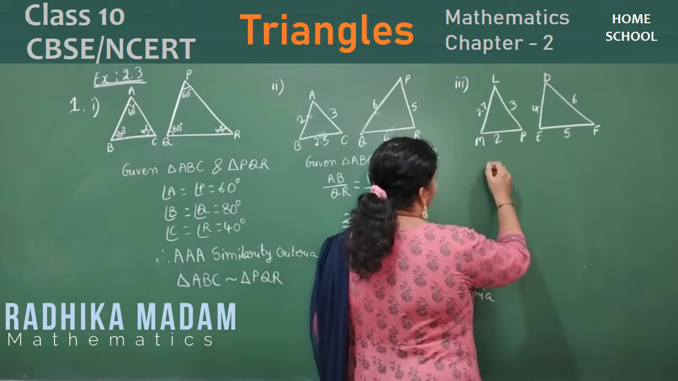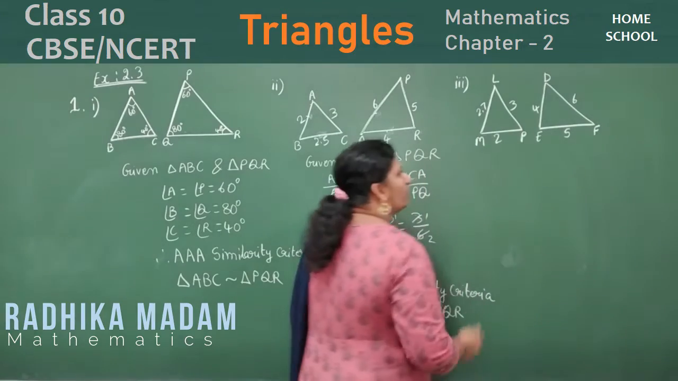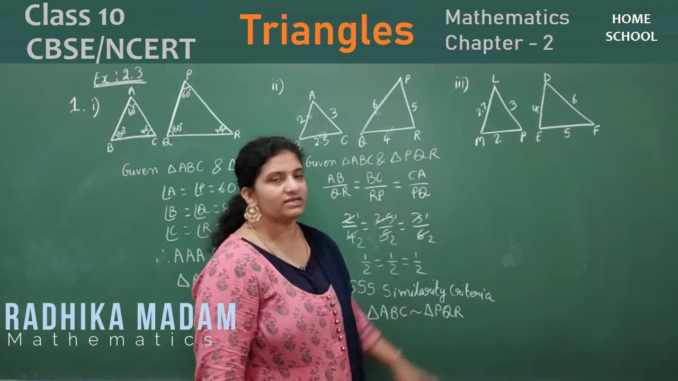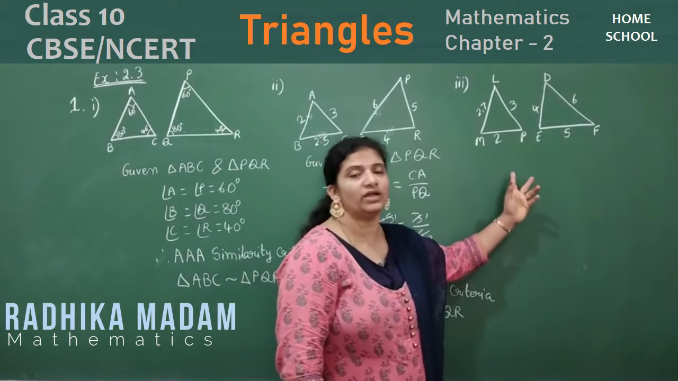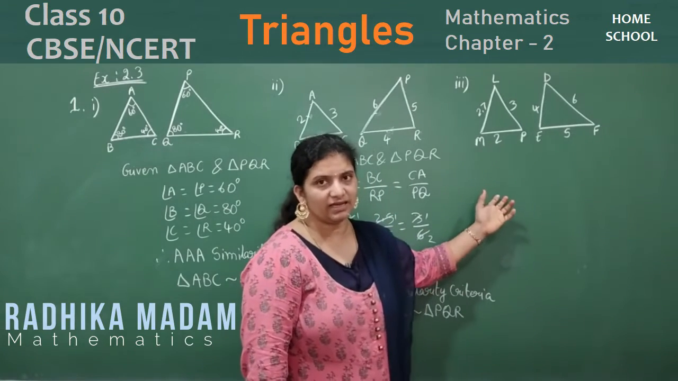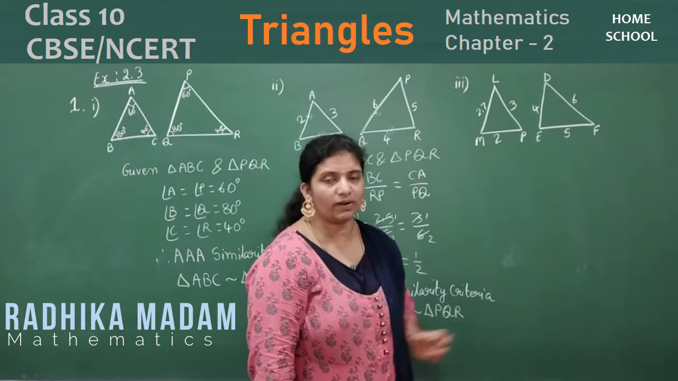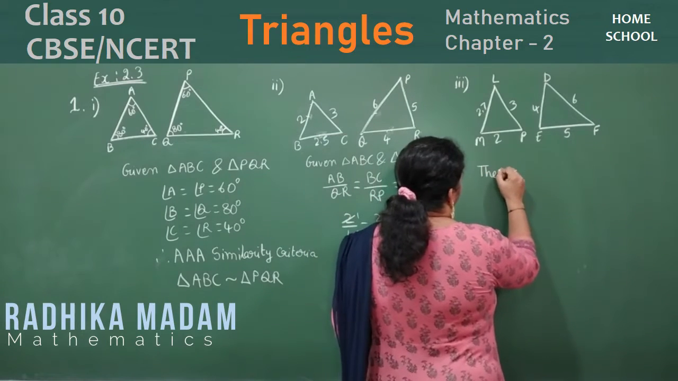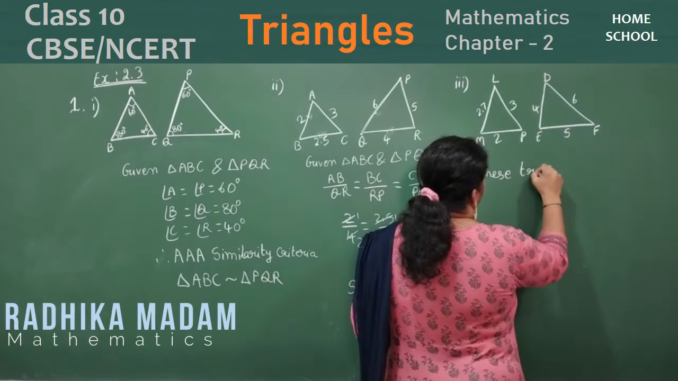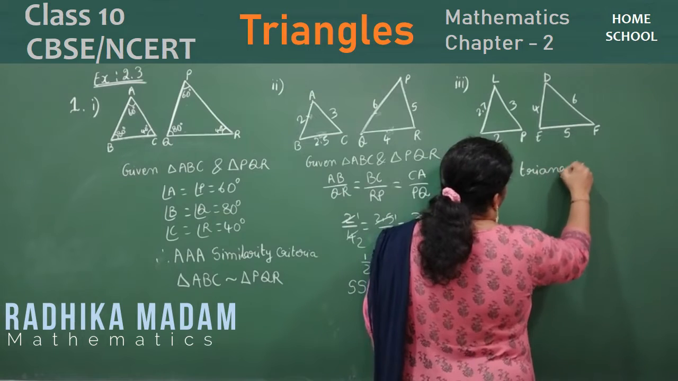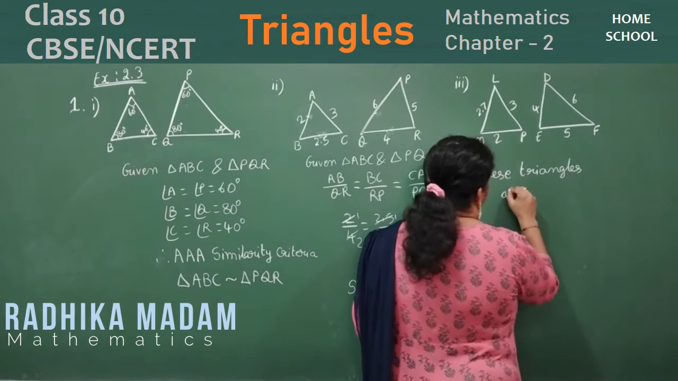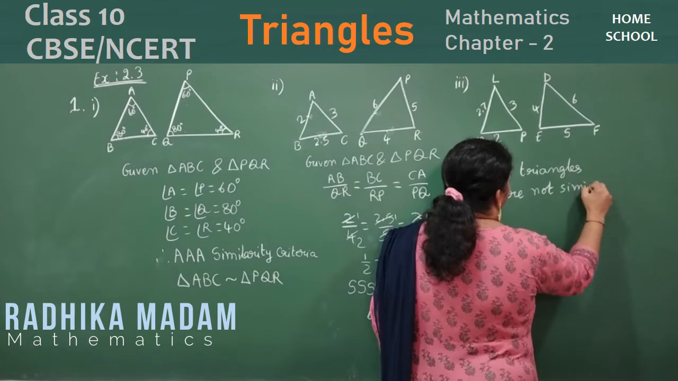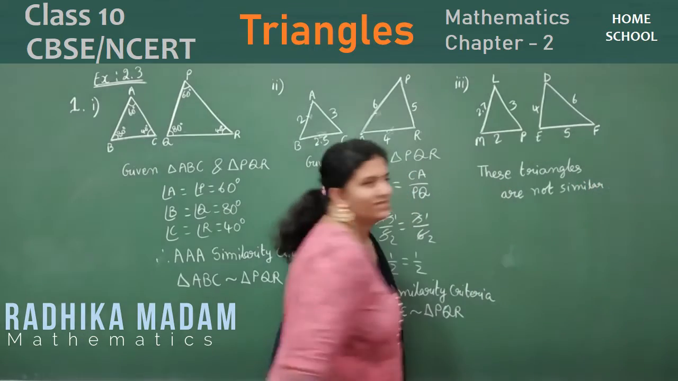How can you check here? Anyway, you can check. You cannot compare the ratios actually. So directly you can say that by seeing these two triangles, the ratios are not in proportion. Therefore, this pair of triangles, these triangles are not similar.